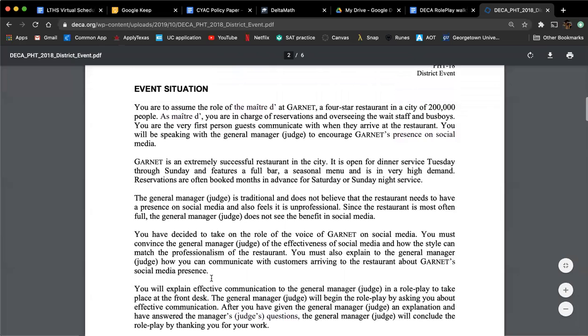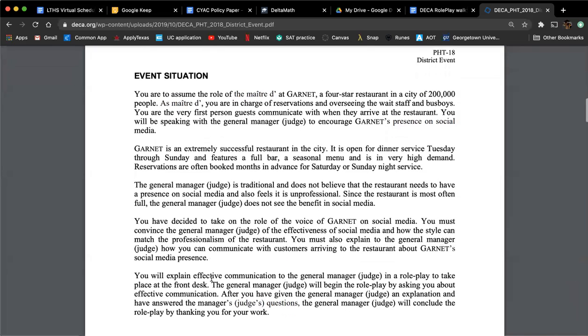So now that we've read the roleplay, it's time to start planning our presentation. It's a good idea to plan out the key points relating back to the performance indicators on the sheet of copy paper that was given to you at the beginning of the roleplay. This helps you create a more streamlined and organized presentation.